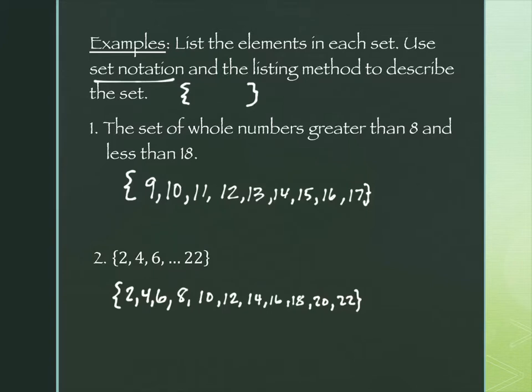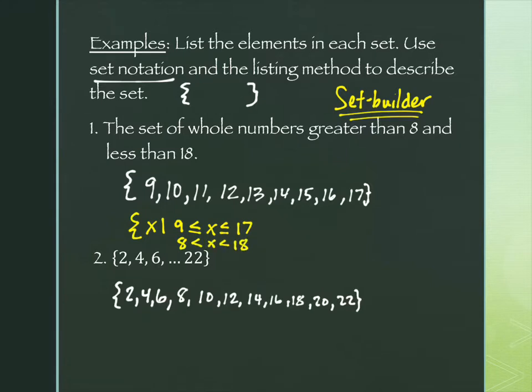Now, it doesn't ask in these two questions for us to do set builder notation, but I'd like to show you what they look like because you will have questions that ask for the set builder notation. So I'll put that in a different color. It's the ones I'm going to do in yellow. So if I were to do the first one in set builder notation, I'd start out with the curly brace like I already did. I'd write an X and a bar. This means X such that. Well, you can write it one of two ways. You could do 9 is less than or equal to X is less than or equal to 17. Or you could do 8 is less than X is less than 18. It doesn't matter. They're both correct.